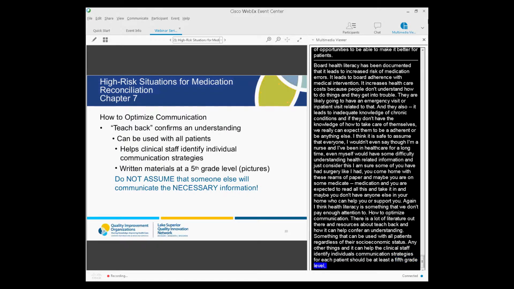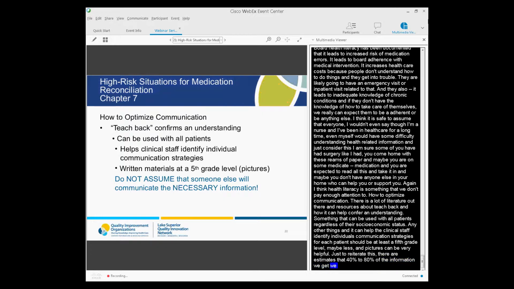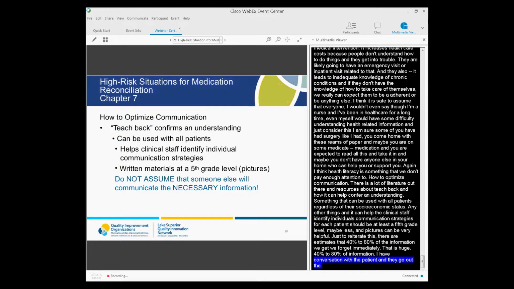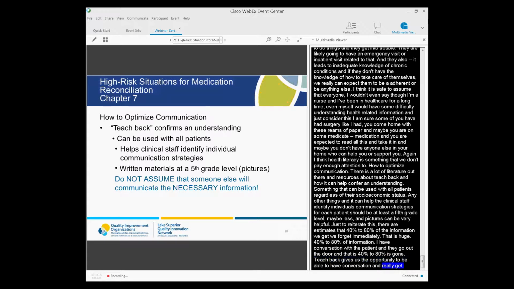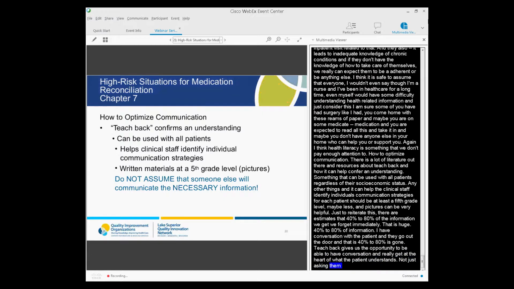Just to reiterate, there are estimates that 40 to 80% of the information that we get, we forget pretty immediately. So that's huge, 40 to 80% of the information. I might have a conversation with a patient and then they go out the door and 40 to 80% of it is just gone. So teachback gives us the opportunity to have conversations and really get at the heart of what the patient understands. We don't want them to necessarily repeat back. We really want to get at what it is that they understand.